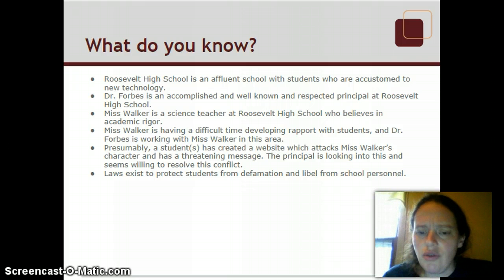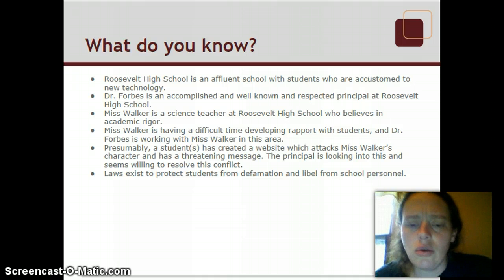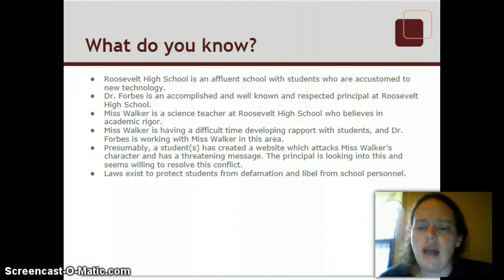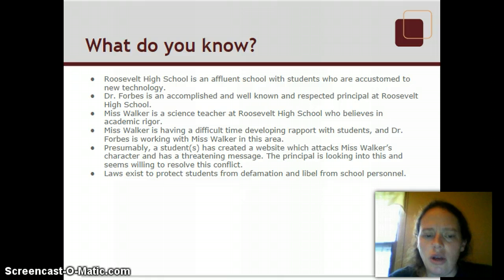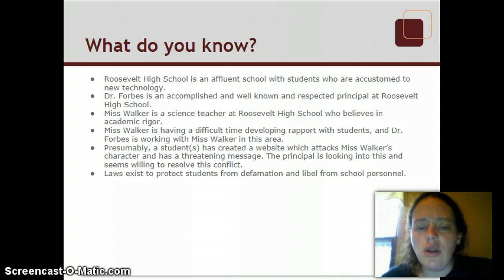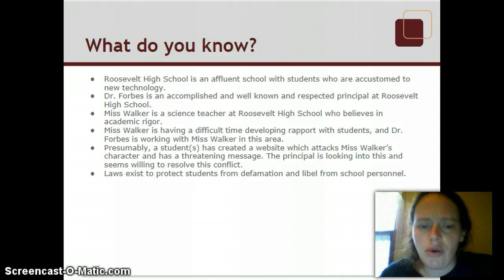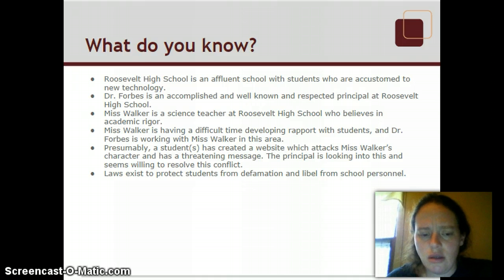Miss Walker is also having a difficult time developing rapport with students, and Dr. Forbes is working with Miss Walker in this area. Presumably a student or students have created a website which attacks Miss Walker's character and also carries a threatening message. The principal is looking into this and seems willing to help her to resolve this conflict. Also, we know that laws exist to protect students from defamation and libel from school personnel, but there's not much known about how this law works going the opposite direction, where it's students against teachers.